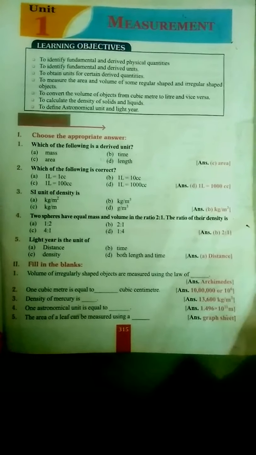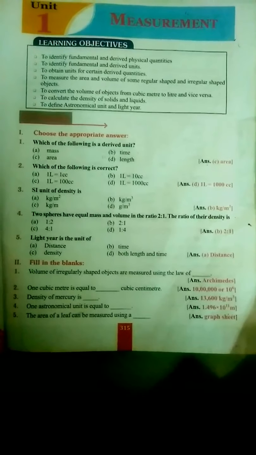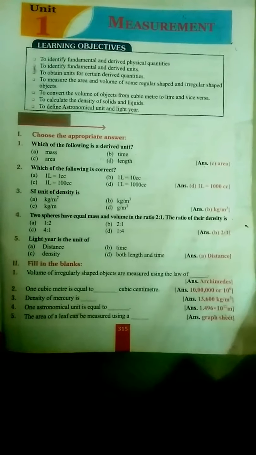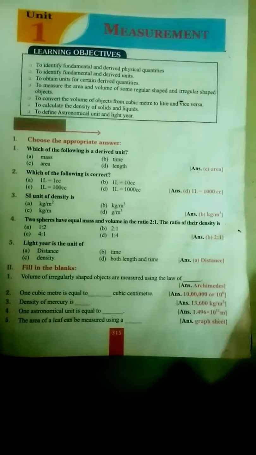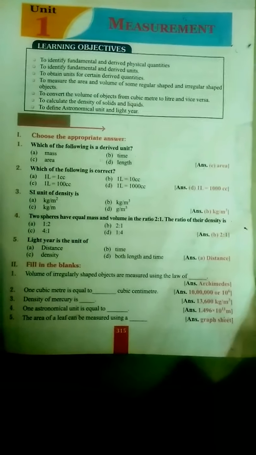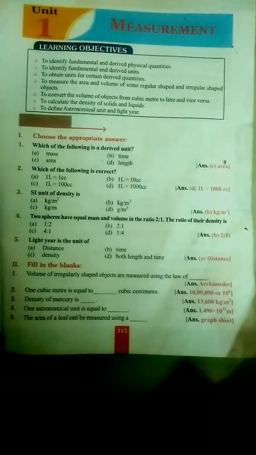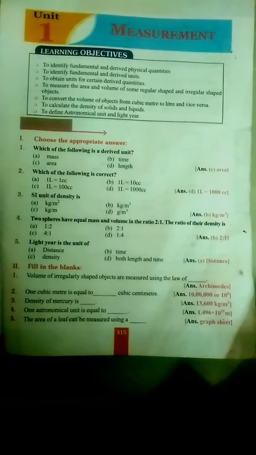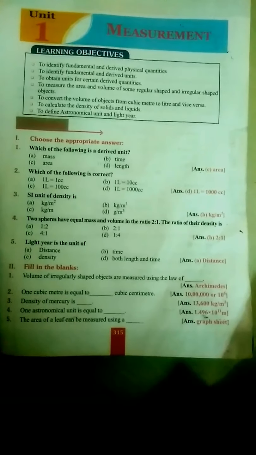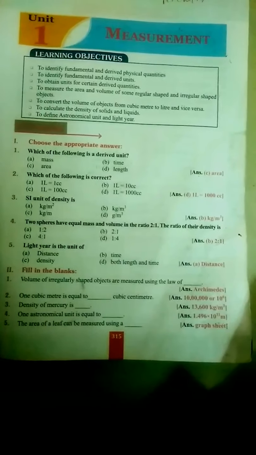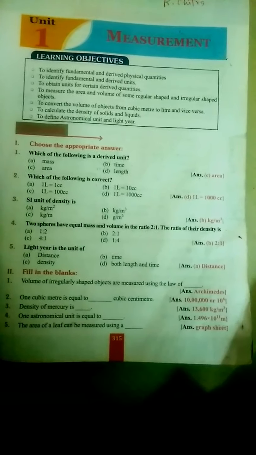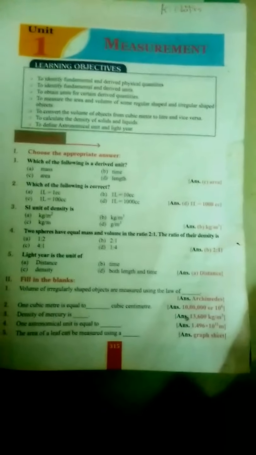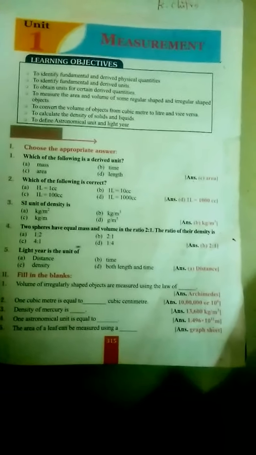The options are mass, time, area and length. Mass, time and length are fundamental quantities, and area is a derived quantity, so the answer is option C. Which of the following is correct? 1 liter equals 1 cubic centimeter, 10 cubic centimeters, 100 cubic centimeters, or 1000 cubic centimeters. 1 liter is 1000 cc, so that is the correct answer. The SI unit of density is kilogram per meter cube, that is answer B.